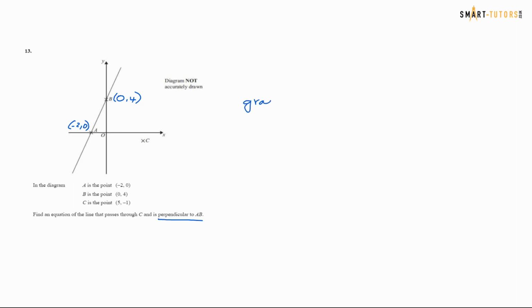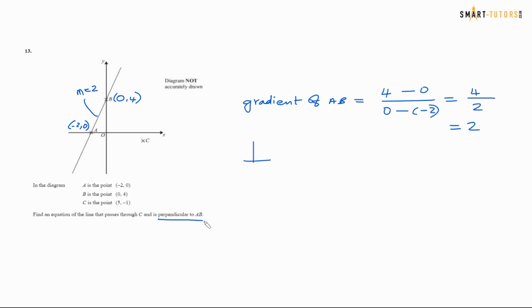So gradient of AB, which is difference of y. So 4 minus 0 and 0 minus minus 2. So the answer is 4 over, minus minus is plus, 2. 4 divided by 2 is 2. So gradient of AB is 2. So the perpendicular line's gradient is the negative reciprocal. So how we are going to do it: 2 means 2 upon 1.